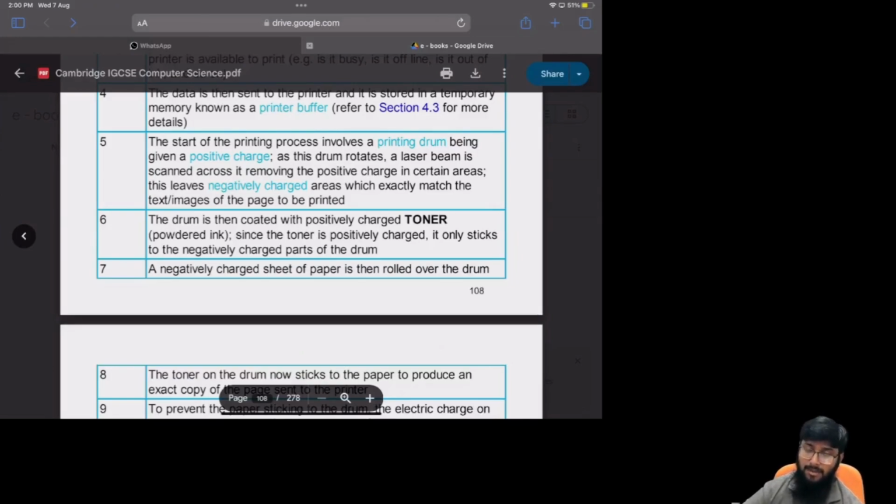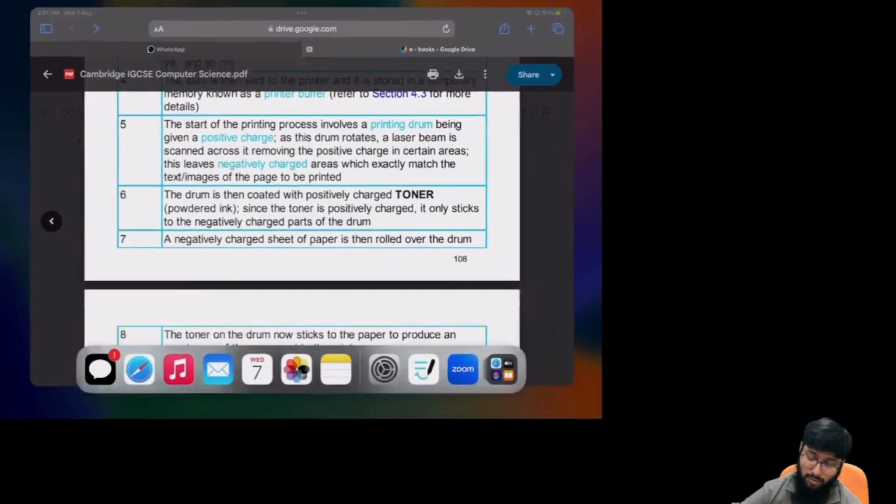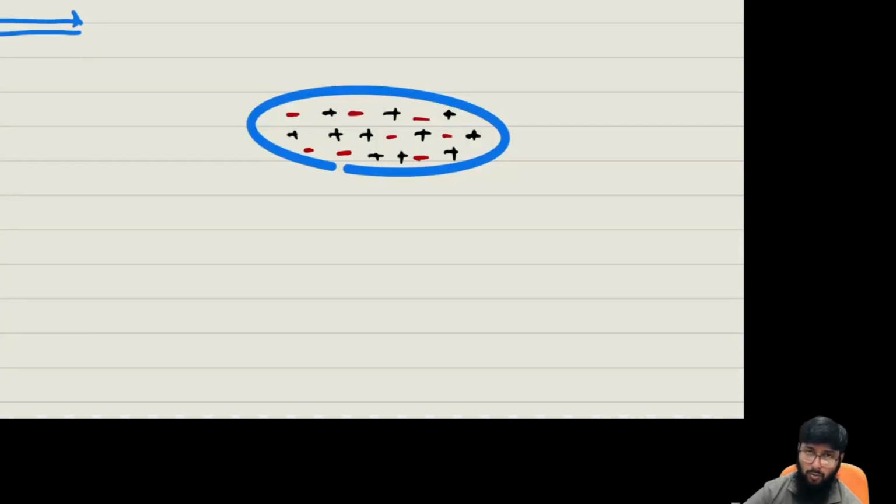Just after that, toner is a powdered form of the ink. So toner is a powdered form of the ink and is given a positive charge, or you may say it is positively charged. So the toner is sprinkled, or you may say thrown, over the drum. Now obviously, at which areas is the toner going to stick? The toner is going to stick only to the negative areas, because unlike charges attract each other.